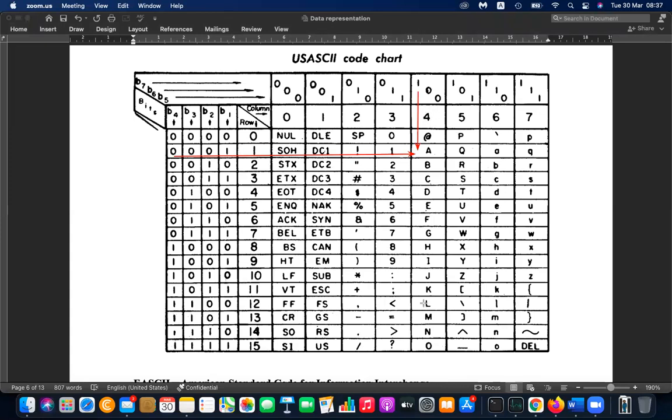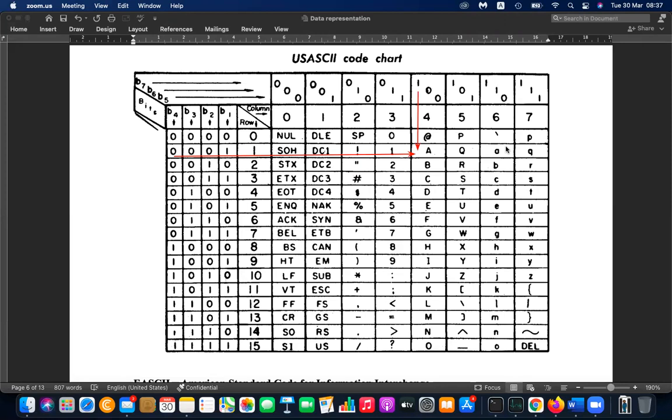So what is the value of L? Can you tell what is the value of L in ASCII? 100, 1100. Yes, what is the hexa value? 4 and 12. 412? 12, we are not going to write like that. No, A, B, C, 4C. Yes, 4C is the value.